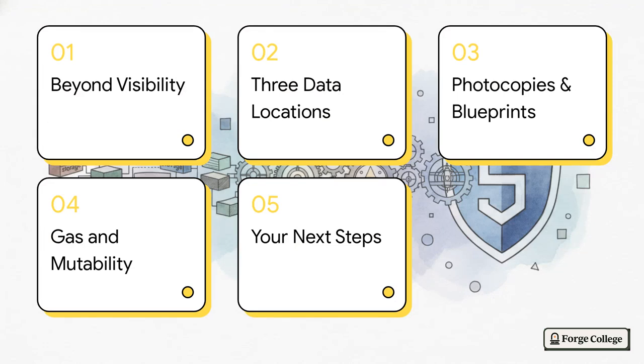Okay, so here's our roadmap for today. First, we'll look beyond function visibility. Second, we'll break down the 3 data locations. Third, we'll talk about photocopies, blueprints, and envelopes. I promise that'll make sense soon. Fourth, we'll dive into real-world gas and mutability. And finally, we'll wrap up with your next steps. Let's get right to it.